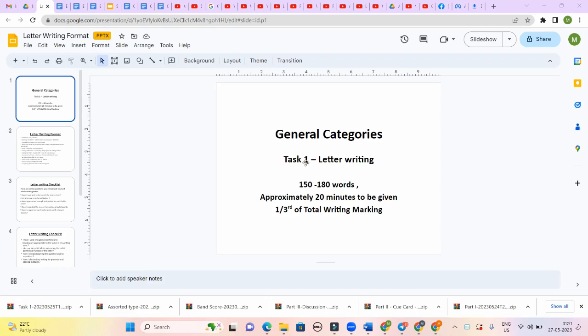General categories. For task 1, letter writing is the point you have to cover. It is 150 to 180 words of writing. Approximately 20 minutes should be given for this writing, and one third of the total writing marks is allotted for letter writing. That is task 1.